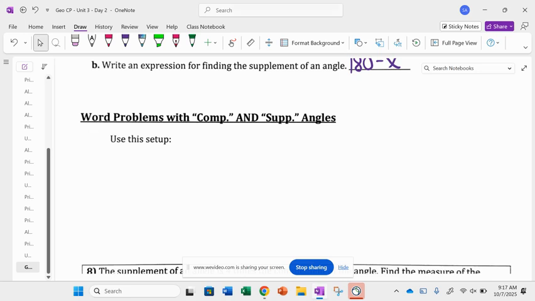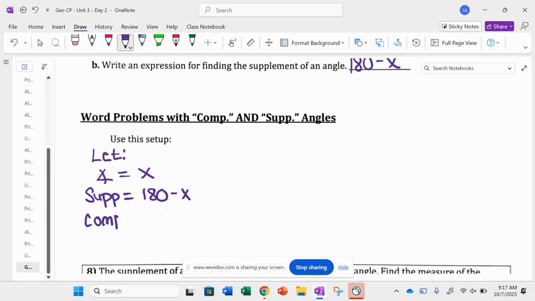We're going to use a very specific let statement. We're going to let the angle equal x. The supplement of the angle will be 180 minus x. And the complement of the angle will be 90 minus x. You want to memorize this.